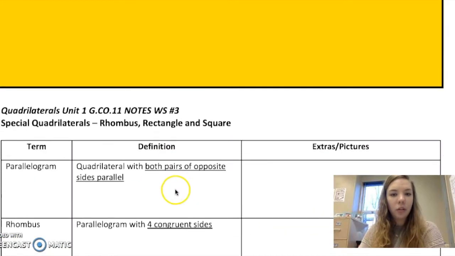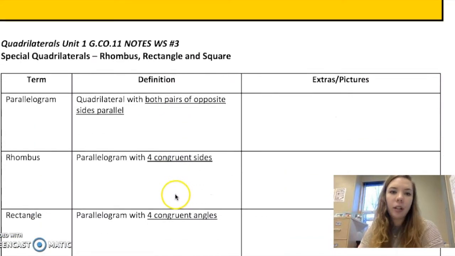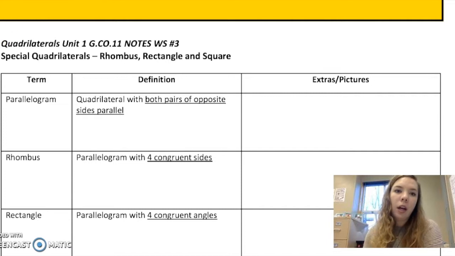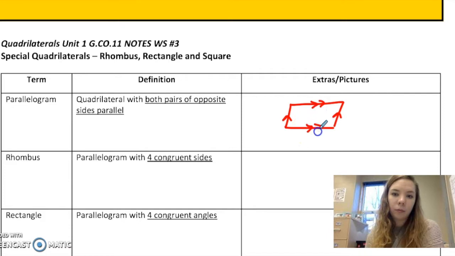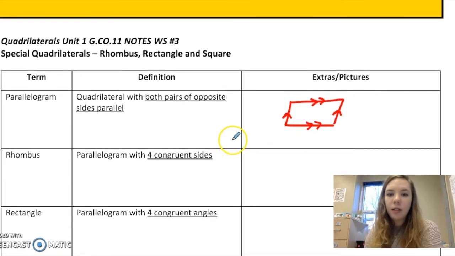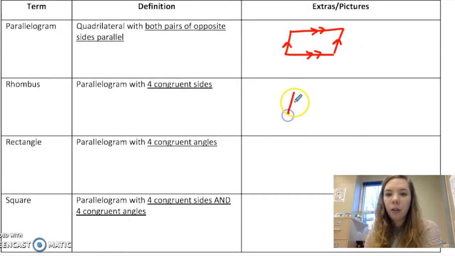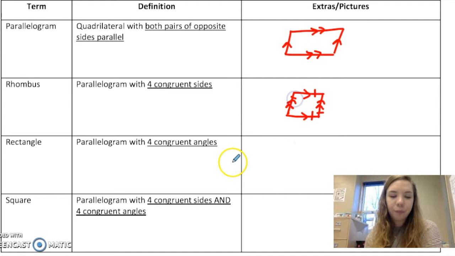Okay guys, we are on page 7 today working on special quadrilaterals. So a parallelogram we've already been working with. That is a quadrilateral where the opposite sides are parallel. A rhombus is a parallelogram with 4 congruent sides. So these are still parallel, but then all the sides are congruent as well.